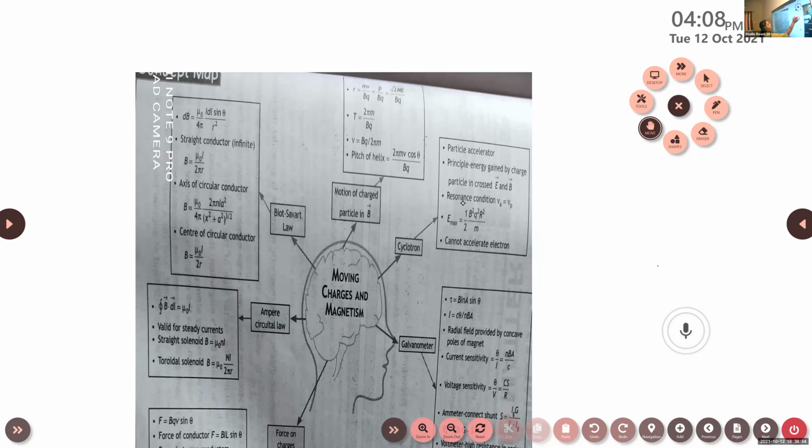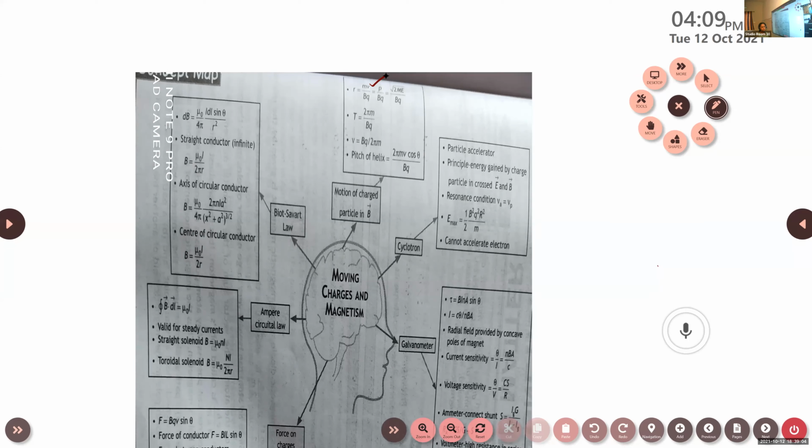So the radius R is equal to mv by Bq, where m is the mass, v is the velocity, B is the magnetic field, q is the charge. mv is the product of mass and velocity, represented by p. So R is p by Bq, which equals root of 2mE by Bq. And the time period T is equal to 2 pi m by Bq. Velocity v is equal to Bq by 2m. And pitch of the helix.